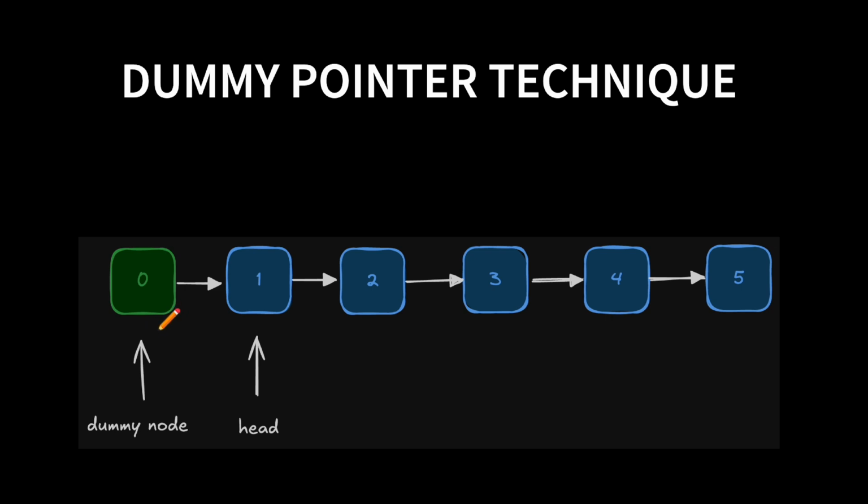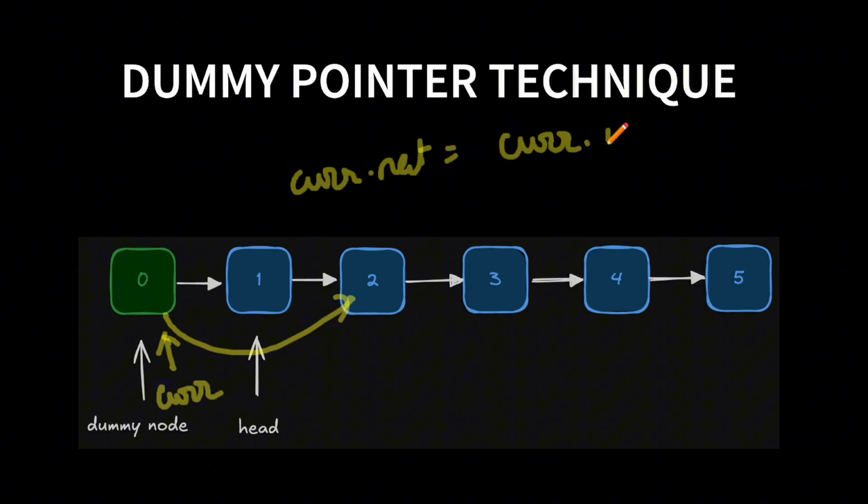That is the idea. And now, suppose we start iterating with our current pointer from the start of the linked list. Then we check if the next element needs to be deleted. And if the answer is yes, then we will just skip the node. And we will do like we did earlier, current.next is equal to current.next.next, and done.